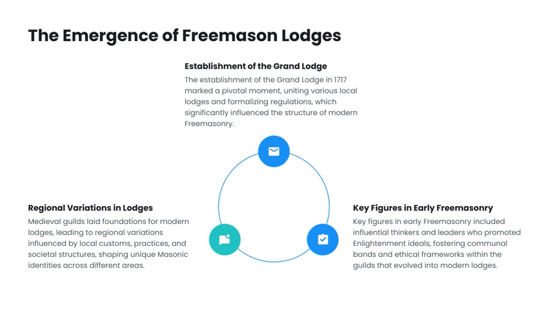Now, key figures played a crucial role during this formative period. Many influential thinkers and leaders emerged who championed Enlightenment ideals, values like reason, fraternity, and moral development.